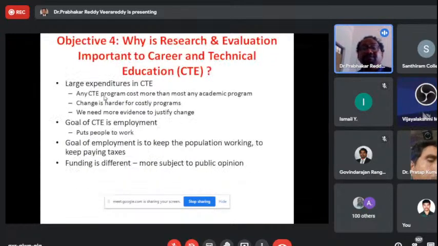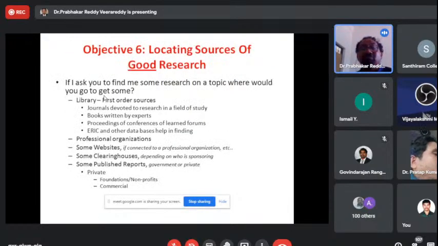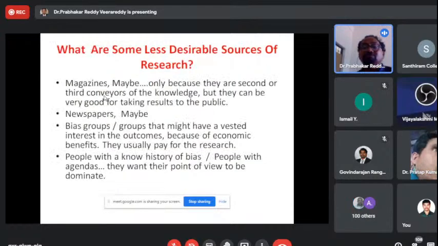Then why are research and evaluation important to career and technical education? Why is it important to be good consumers of research? Locating sources of good research: libraries, professional organizations, websites, clearinghouses, published reports. What are some less desirable sources of research? Magazines, newspapers, biased groups.